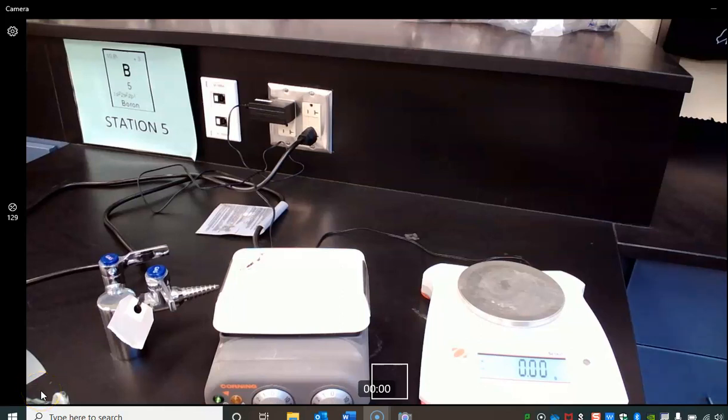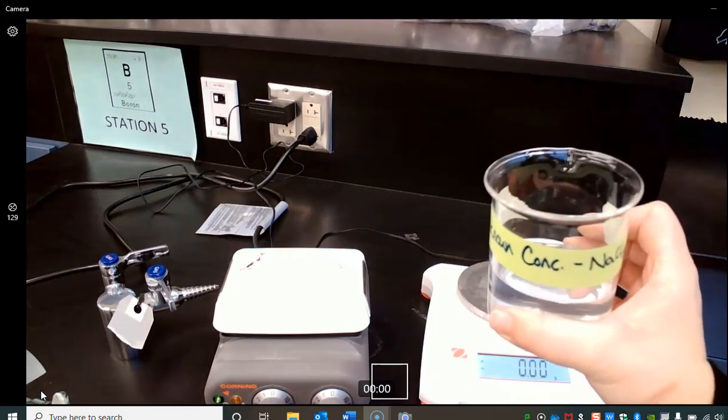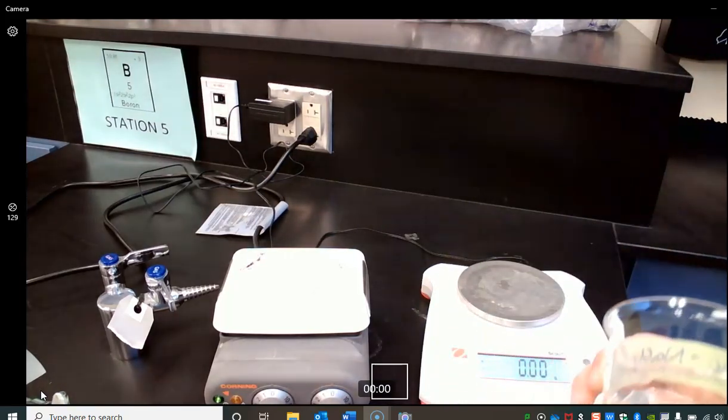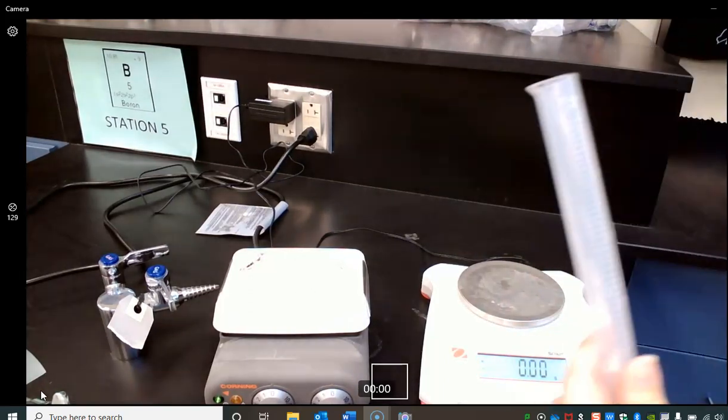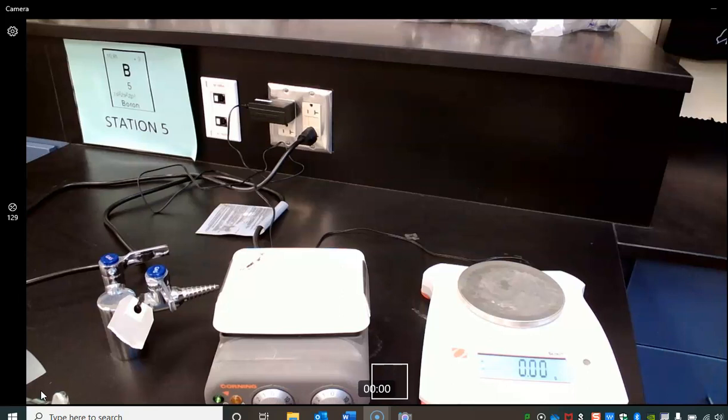Okay, now that you have successfully answered the pre-lab questions that tell me that you understand how to do this lab, we are going to determine the concentration of our unknown sodium chloride solution. So I have this unknown solution, and we're going to start by measuring out 20 milliliters of the solution with our graduated cylinder. A graduated cylinder is always the right piece of equipment for measuring, as opposed to a beaker, because it's much more precise.